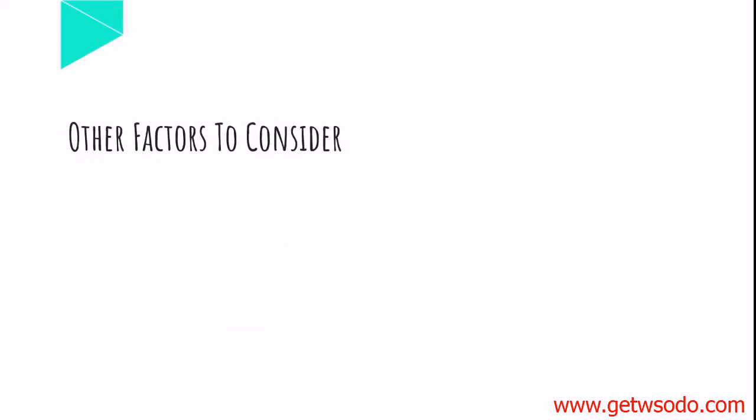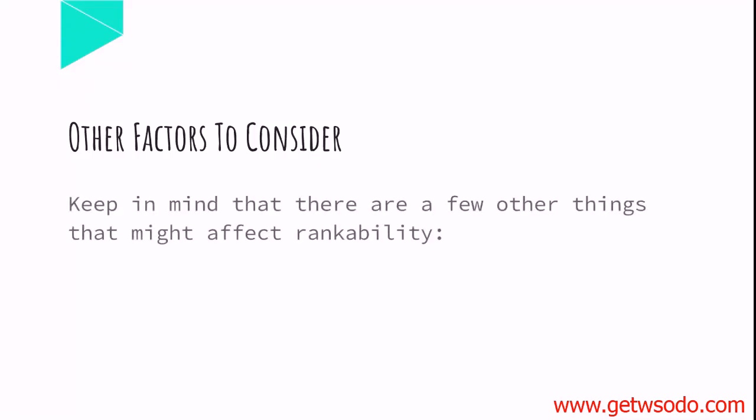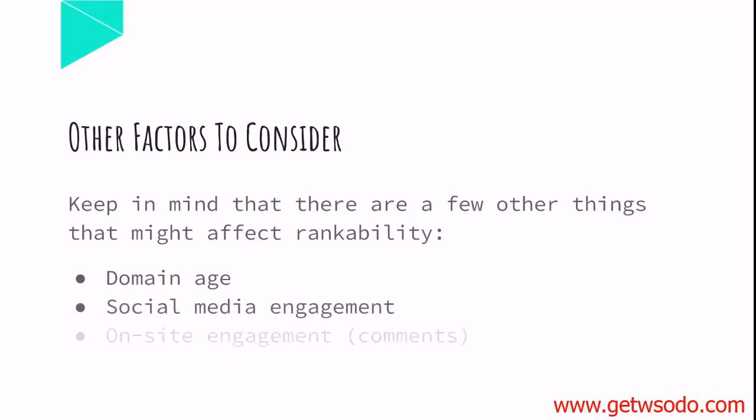While those are the main factors that I consider, and I put those in the spreadsheet as I compile them, there are a few other things we need to consider that might affect rankability. They're things like the age of the domains that are ranking on page 1. Do they get a lot of social media engagement? And do they have a lot of on-site engagement in the form of comments from people who visit the site? There's also things like time on page that we have no way of knowing if it's good or not. But these could also be affecting why those particular sites and pages are ranking on page 1.